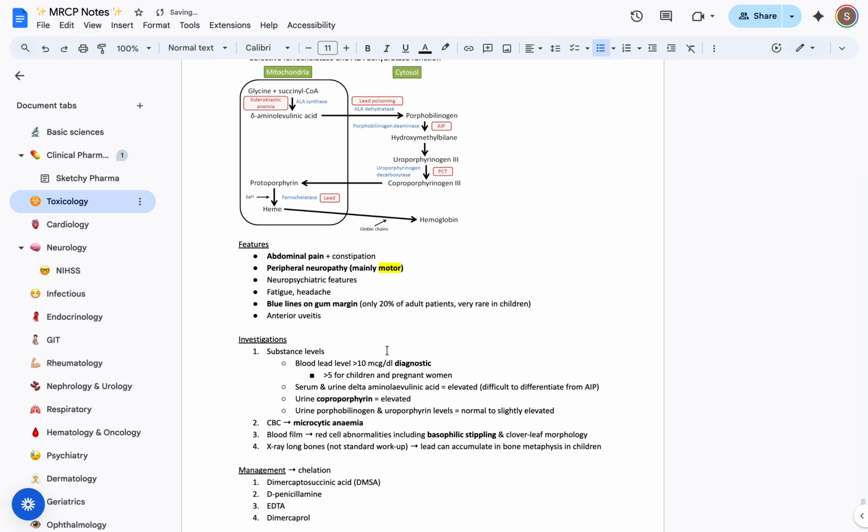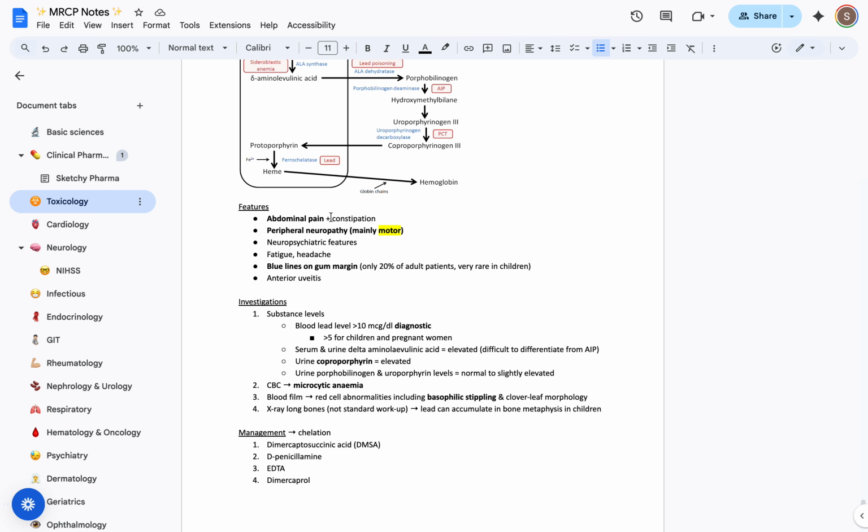For substance levels, a blood level of more than 10 micrograms per deciliter is diagnostic. If it's more than 5 for children and pregnant women, it's diagnostic. Now, the serum and urine delta aminolevulinic acid will be high, and this will be difficult to differentiate from acute intermittent porphyria. So you would need to measure the urine coproporphyrin, and it will be high. For the blood film, there will be basophilic stippling, and then X-ray of long bone, which is not part of the standard workup, but there may be lead accumulating in the bone metaphysis.